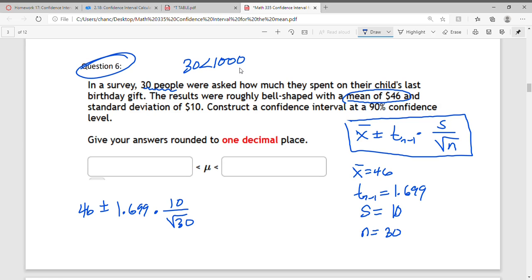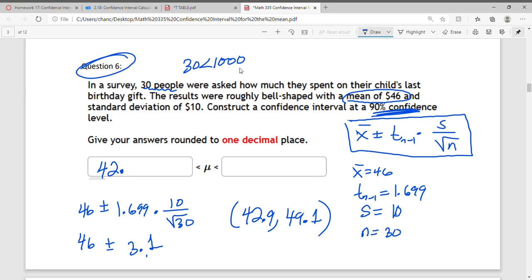Let's do the right side of the plus or minus first. This gives us 3.1. So now I can add and subtract this from 46. And our lower limit is 42.9, and our upper limit is 49.1. Now we can say we are 90% confident that a parent will spend between $42.9 and $49.1 on a child's birthday gift.